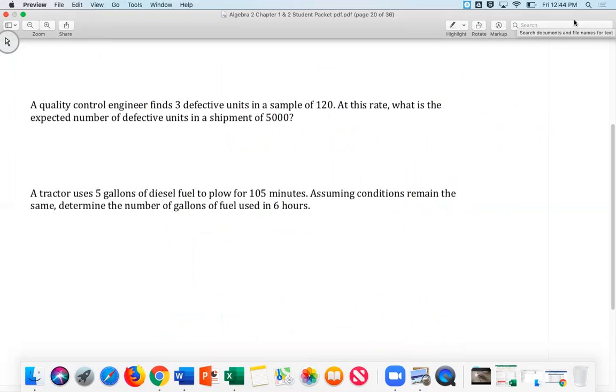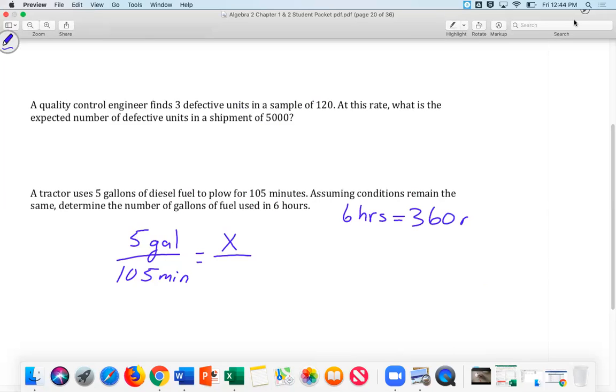So a tractor uses 5 gallons of diesel fuel to plow for 105 minutes. So 5 gallons for 105 minutes. Assuming conditions remain the same, determine the number of gallons for 6 hours. Now 6 hours, I have to do a little conversion. So 6 hours equals 6 times 60, 360 minutes. Now, why did I do that? Well, my conversion is for 105 minutes, so I need everything to be in minutes.